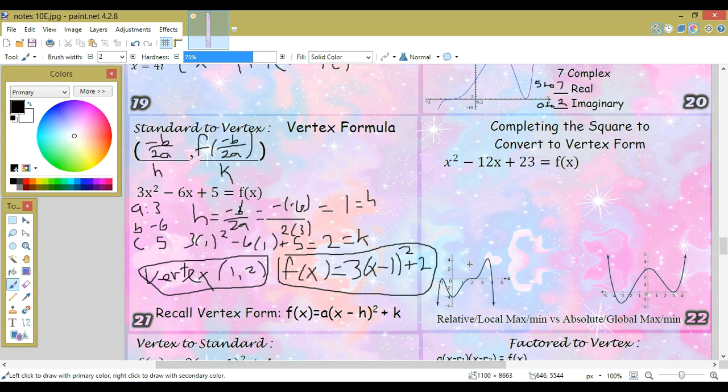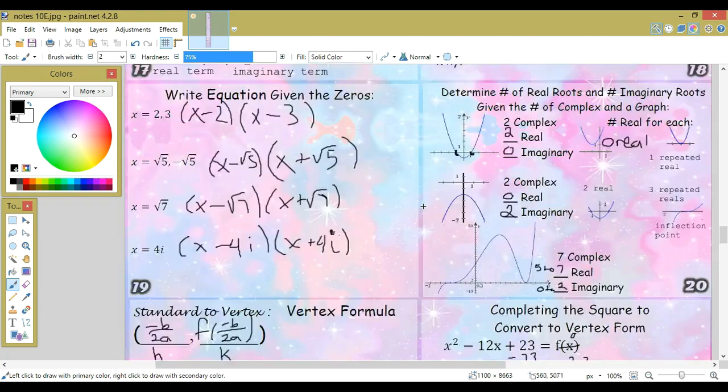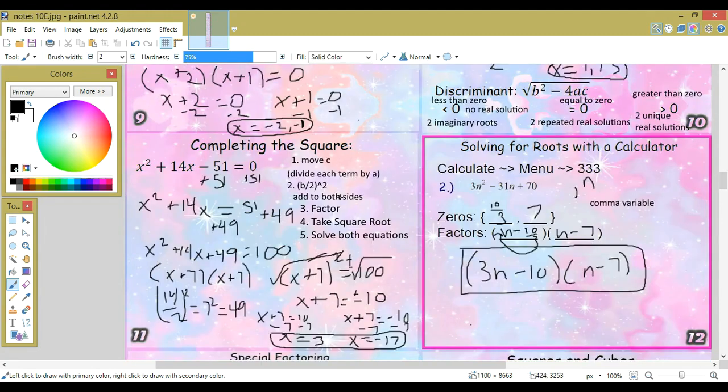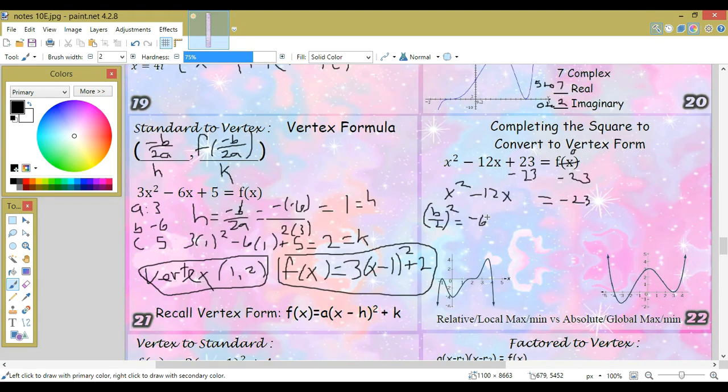Let's look at page 22. We're completing the square to convert to vertex form. What you want to do first is move the c over to the other side. And let's just set this to 0 for just a moment. So we have x squared minus 12x equals negative 23. Let's add b over 2 squared, like on page 11. That would be negative 6 squared. So we'll add 36 to each side.